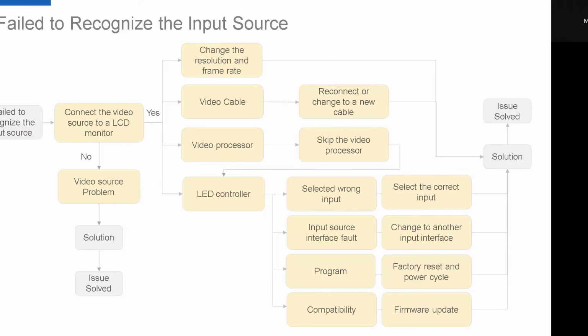First, make sure you selected the correct input source. Second, test the input source interface. Change to a different interface or a different sending card. The third one is the program. Factory reset, power cycle, or reboot your independent controller. And the last one is the compatibility issue. Just do a firmware update to the latest to solve the problem. So that's the recommended process to troubleshoot source recognition problems if you use the independent controller.